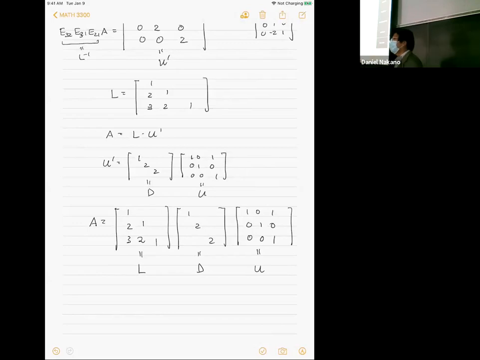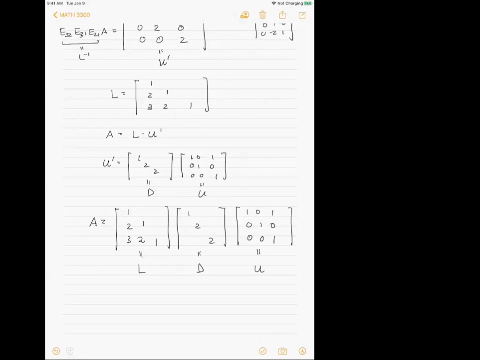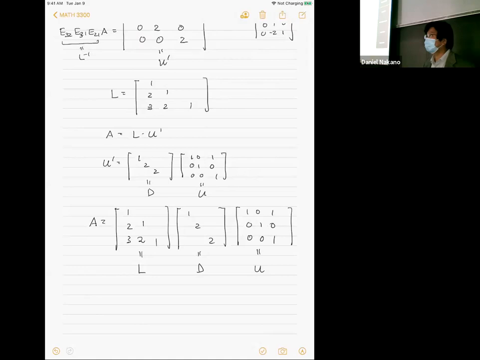Okay, any questions on how we did this? That's very algorithmic, right? And we also know we've done Gaussian elimination a zillion times now. And so you can just keep track of things by using these elementary matrices. Okay, questions?